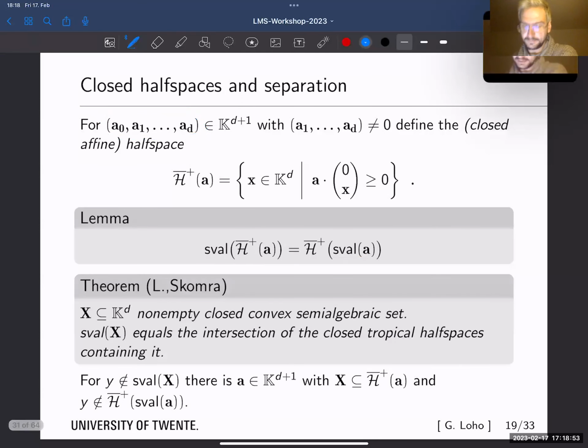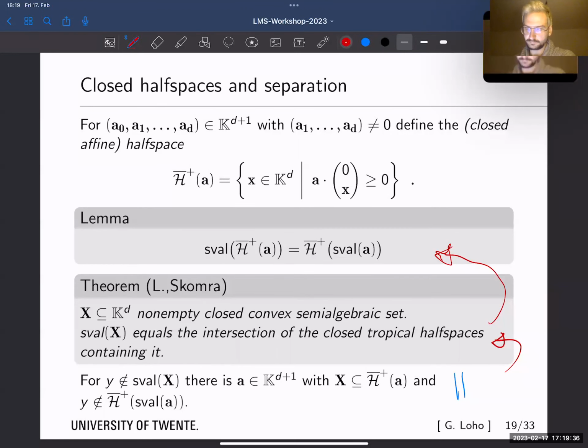And actually, in particular, the separation result which one has over these Puiseux series also gives rise to a geometric implication, stated here. So if we have a closed convex semi-algebraic set X, then its signed valuation is actually the intersection of the closed tropical half spaces containing it. So this really comes essentially from this.